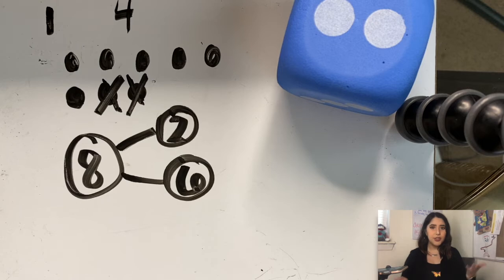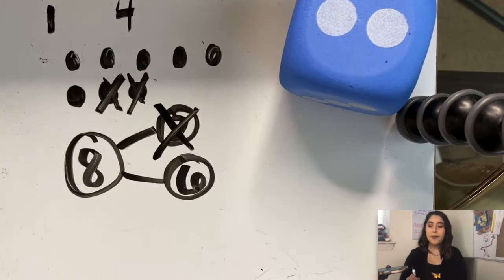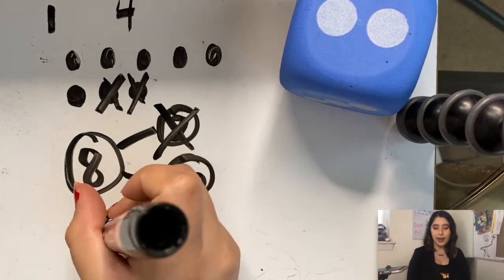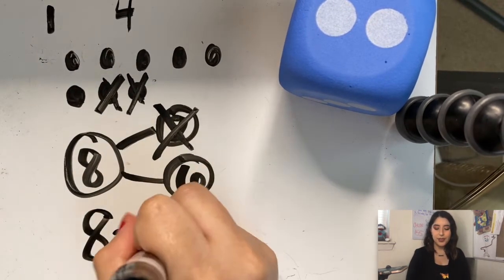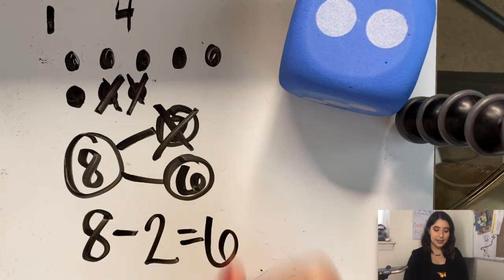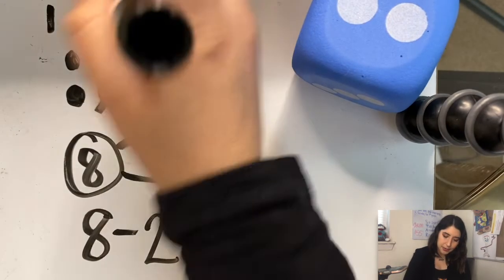Now what should I do to the 2? Cross it out. Now what's our number sentence? 8 minus 2 equals 6. 8 minus 2 equals 6. Very good. Let's add that to our board.